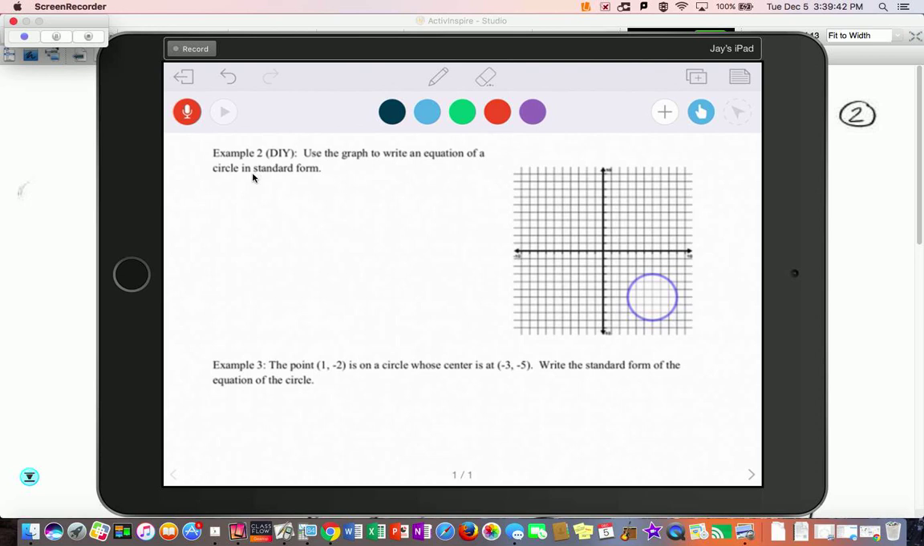Okay, so the next one is a DIY. Go ahead and look at this circle and try to write the equation. Pause the video now.